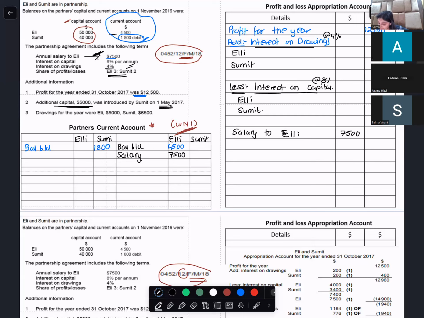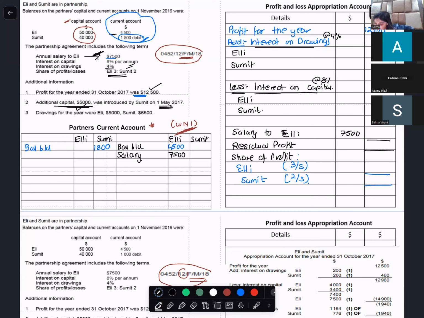Share of profits is 3:2. So what will I get? I will get residual profit. I'll write over here, and share of profit, Elli and Sumit. This would be 3/5 and this would be 2/5. Are you with me? Yes. Profit for the year I have put. Additional capital I put.